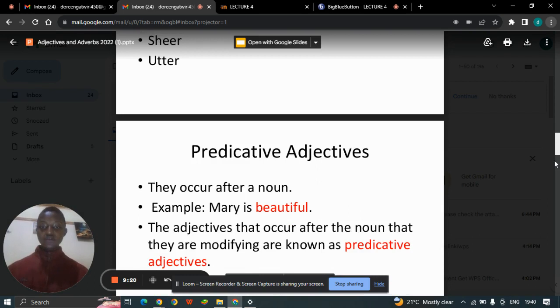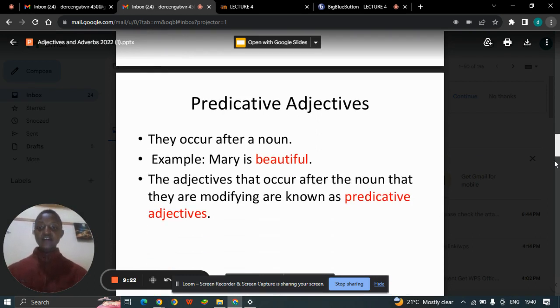Now we go to predicative adjectives. These occur after a noun. Attributive was before a noun; predicative is after a noun. For example, Mary is beautiful. The noun is Mary, and the adjective is beautiful. Because it's occurring after the noun, in this case it's a predicative adjective.